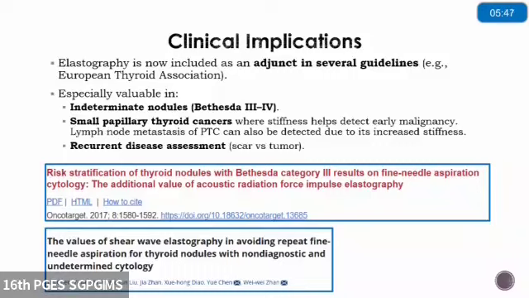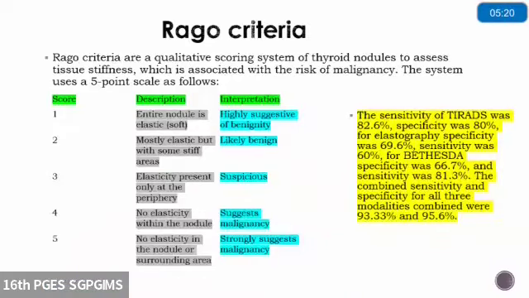The lymph nodes also have very tight fibrous stroma, so they will be very stiff on the elastography and they can be picked very easily. Similarly, recurrent disease assessment, scar versus tumor. So scar is also stiff and tumor is also stiff. However, scar is homogeneously stiff and tumor has mixed areas of necrosis and scarring. So the homogeneity will differentiate between the scar and tumor. There is this Rago criteria.